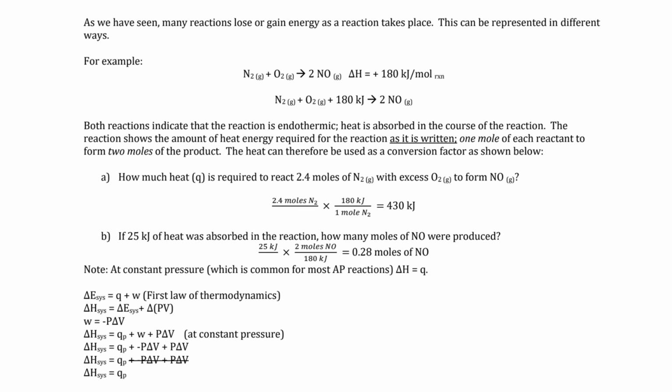So as we've seen, many reactions lose or gain energy because the reaction is taking place. So we can say N2 plus O2 produces 2NO, and the delta H is plus 180 kilojoules per mole of reaction. Or you can say N2 plus O2 plus the 180 kilojoules produces the 2 moles of NO. Both reactions indicate that the reaction is endothermic because heat is going into it to produce it. Heat is absorbed in the course of the reaction.